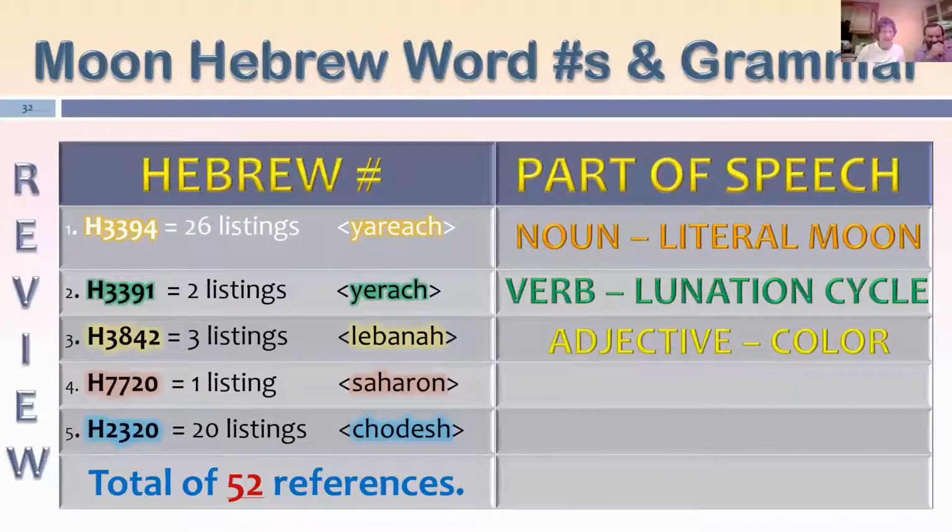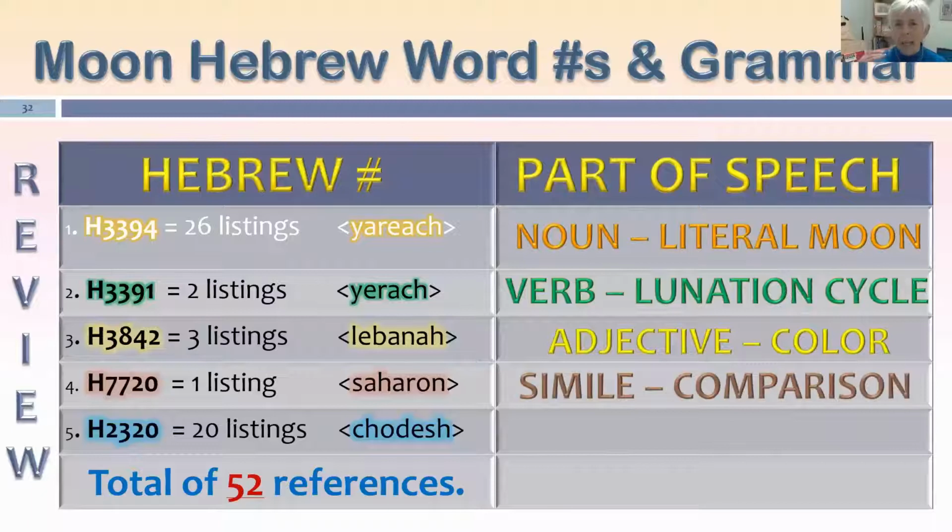Okay. 7720 is 1 listing in the Strongs. It's Saharan. What part of speech is it? Well, you said it was a simile, meaning it's the same, like a comparison. You're right, she's right. Excellent. And the word another is 20, comes with 2320, and that was 7720.